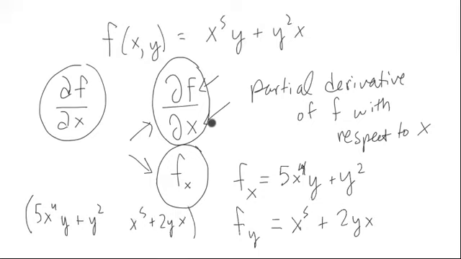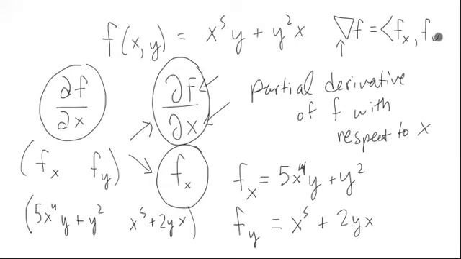Another way of notating the total derivative is just like this. f_x, f_y as a matrix. Now, in the book and other places, you may see this notation. This is called del f, or gradient of f, and this is often notated like this in vector notation: f_x comma f_y.